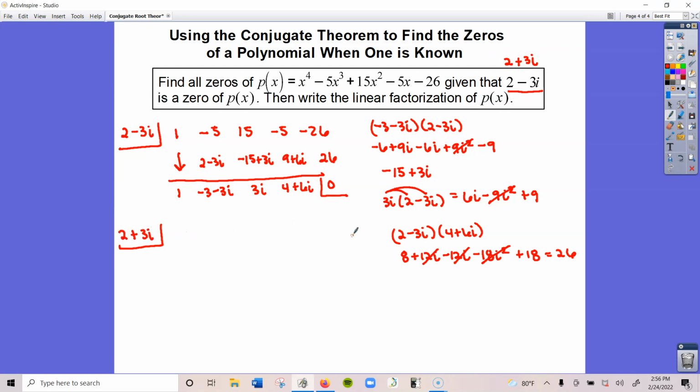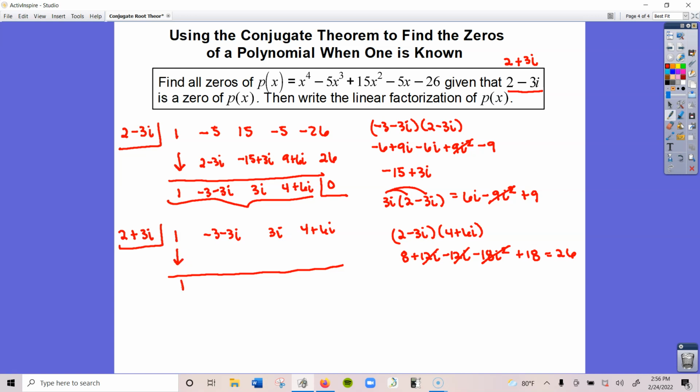And then here going across, instead of using my original coefficients, I'm going to use the new ones. Since remember, whenever you do synthetic division, you are getting a depressed polynomial. So we want to divide again using the new coefficients. So I'm going to put here 1, -3 minus 3i, 3i, and 4 plus 6i. Now this round of division is actually going to be a whole lot easier, and you're going to see why.